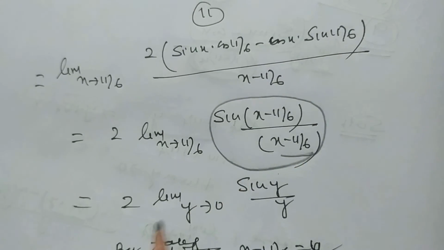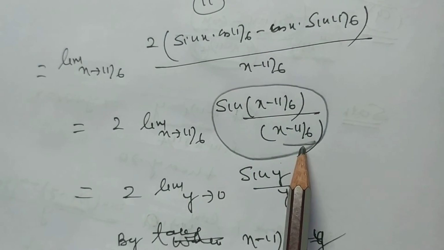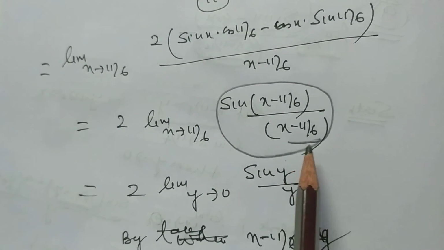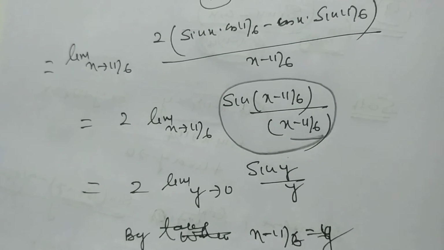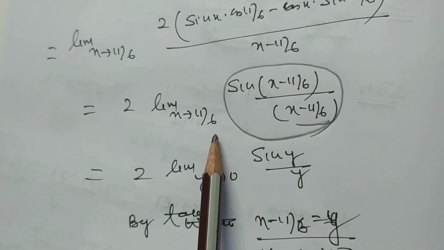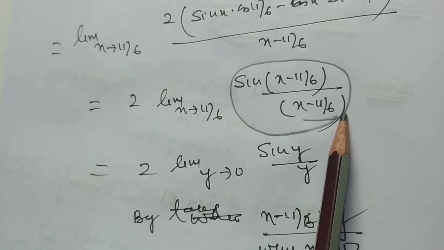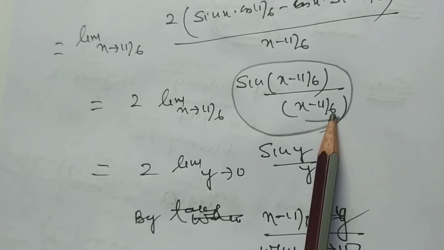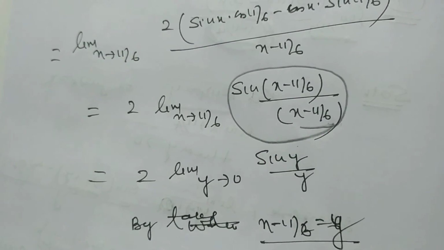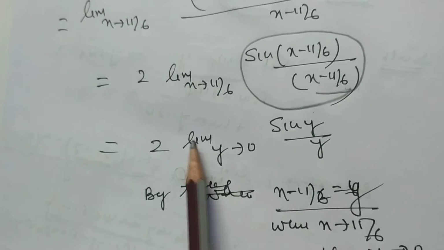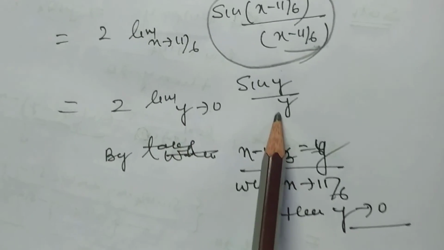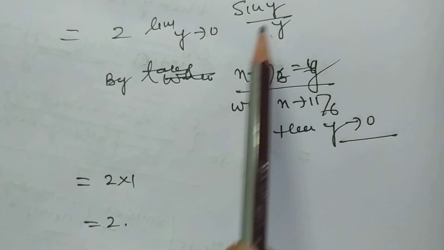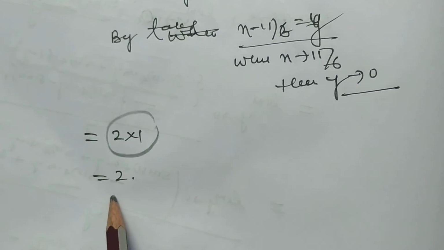Now it is easy to solve this problem by considering x minus pi by 6 is equal to y. And now when x tends to pi by 6, y tends to 0. And changing this limit, we have 2 times limit y tends to 0, sine y by y. And this is 1, so it is 2 into 1, that is 2.